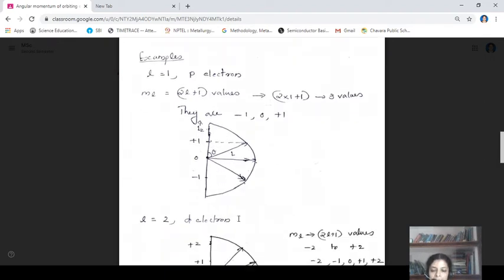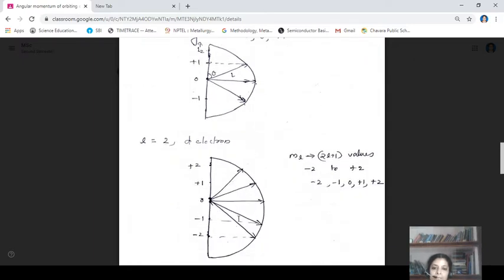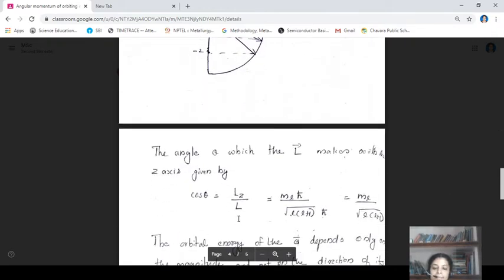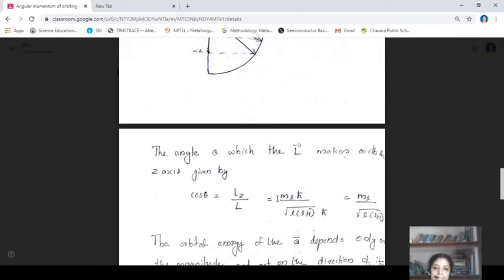And again for a d electron, l = 2, 2l+1 values means 5 values are possible, ranging from minus 2 to plus 2. So angle theta is given by cos theta = Lz by L, that is, Lz = ml h cross divided by root of l(l+1) h cross, so cos theta = ml by root of l(l+1).